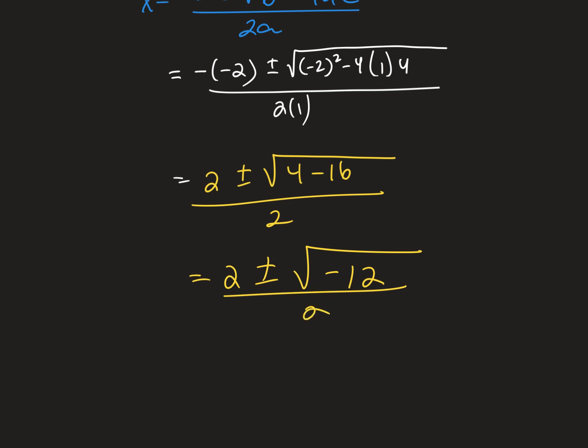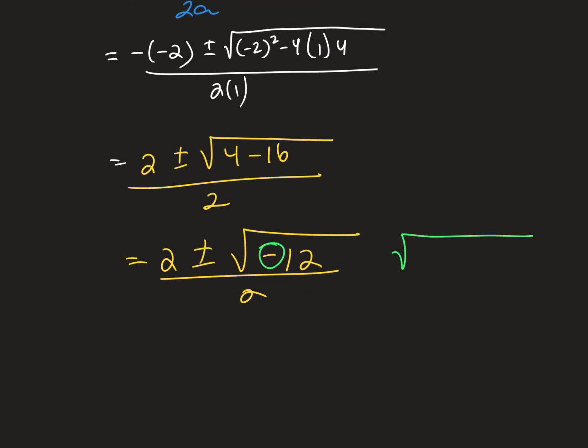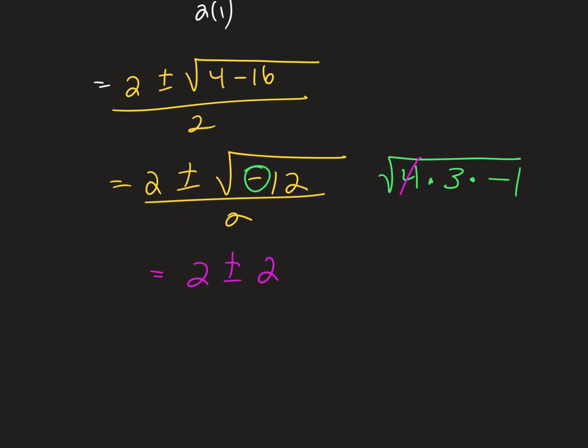Negative 12, right? This should set off a bell and a whistle. What is wrong? It's imaginary. When you go to break this down, think about it. You have 4 times 3 times negative 1. So when we go to simplify, I have my 2 out here in front. What is the square root of 4? 2, so that's going to come out in front. Do I know the square root of 3? No. Do I know the square root of negative 1? What's the letter? i.